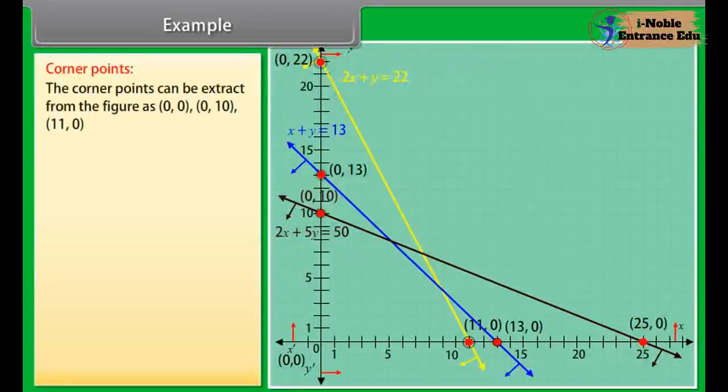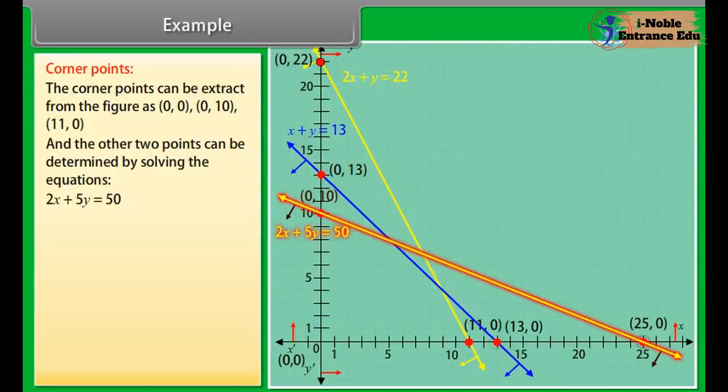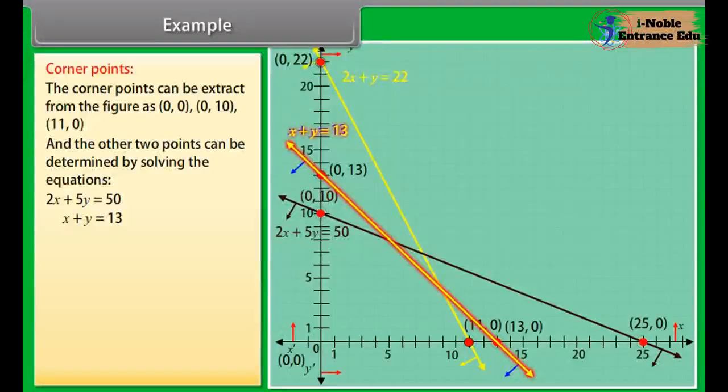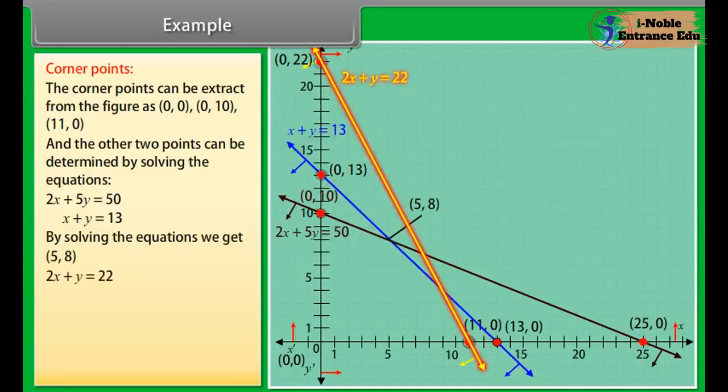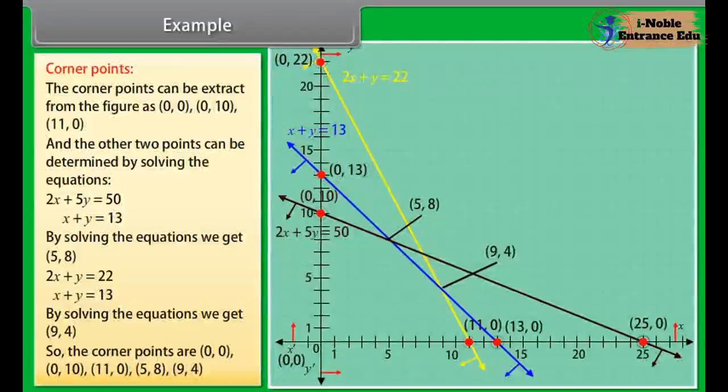Next, choosing (0, 0) as a test point, we see that the graph of each of the first three inequalities in this system consists of its corresponding line and the half-plane lying below the line, as indicated by the arrows. Thus, the solution region of the system consists of the points in the first quadrant that simultaneously lie on or below all three of these lines. Let's find the corner points. The corner points can be extracted from the figure as (0, 0), (0, 10), (11, 0), and the other 2 points can be determined by solving the equations.